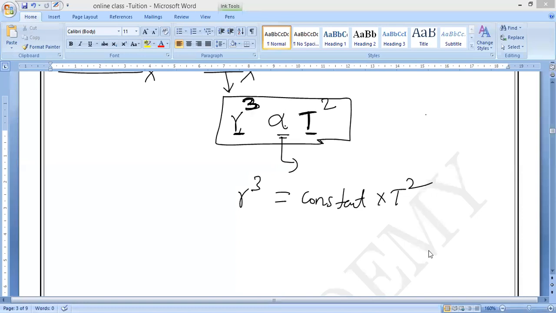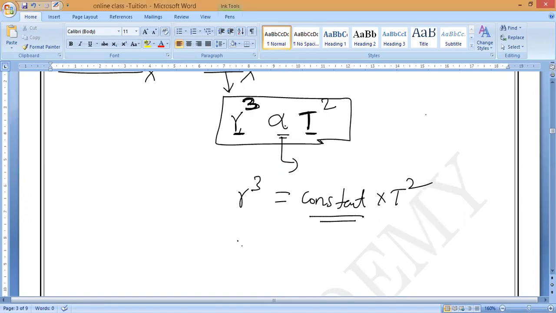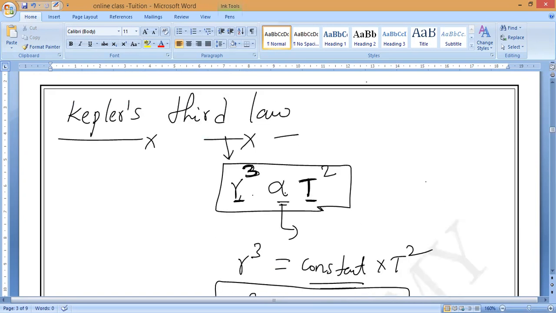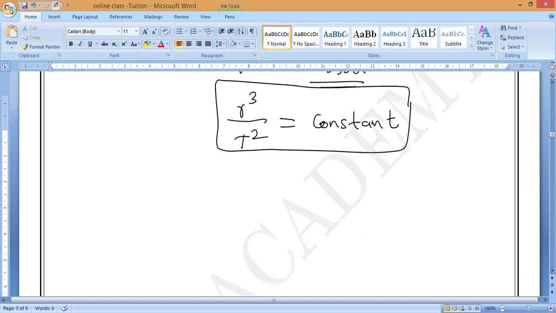As we know in mathematics, if I want to remove the proportionality, what do I have to do? I have to bring in a constant. Yes or no? Now we can say R cube divided by T square is equal to a constant. This is what we call Kepler's third law of planetary motion.